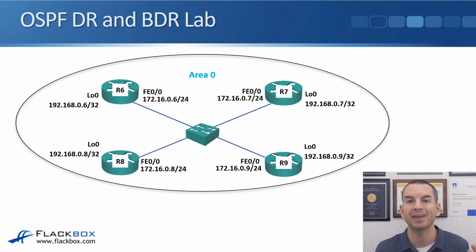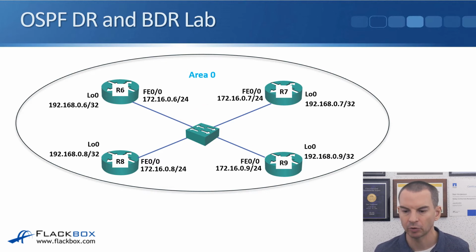Right now, OSPF has been configured on the routers, but there's only a network statement for their loopback interfaces. So OSPF has not been enabled on those Ethernet interfaces yet. What I'm going to do in the lab is, first off, verify that everything is set up as expected, and then enable OSPF on the Ethernet interfaces. At that time, because it is a multi-access segment, a DR and a BDR will be elected.